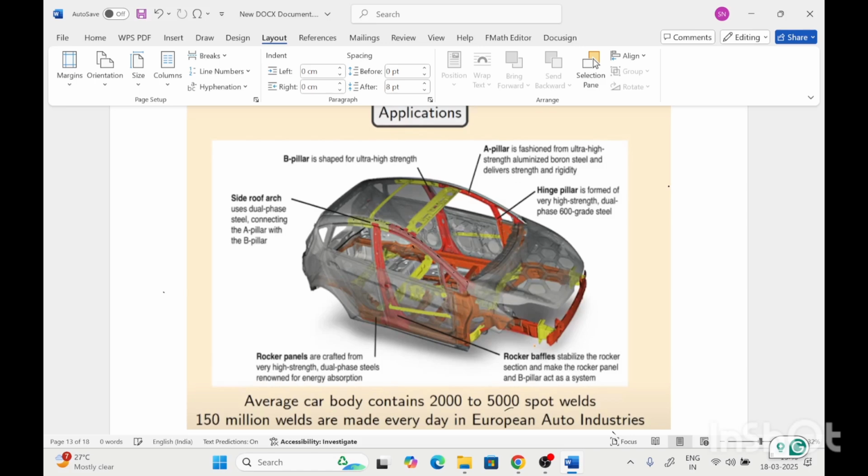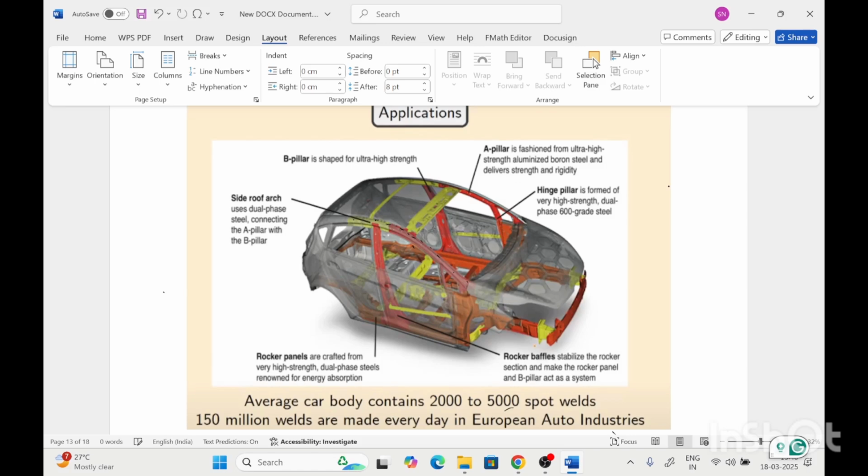Otherwise there are so many joints, and it is very time taking actually. Which method is basically used for joining these? There are so many wires, so many cross sections. So for that, arc welding is commonly used.